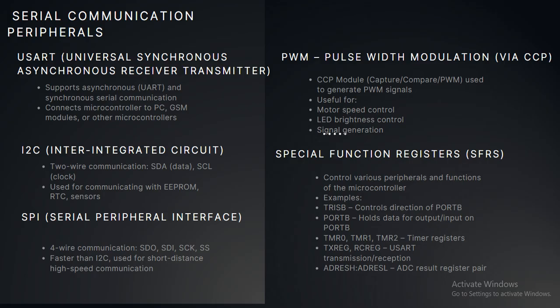serial communication peripherals. So universal synchronous asynchronous receiver transmitter, and then inter-integrated circuit, that's I2C, and serial peripheral interface, that's SPI, and pulse width modulation via CCP, that's PWM, and special function registers. We can see the clear-cut explanation over here. We are using TRISB, port B, and timers, timer 0, 1 and 2 in these special function registers.